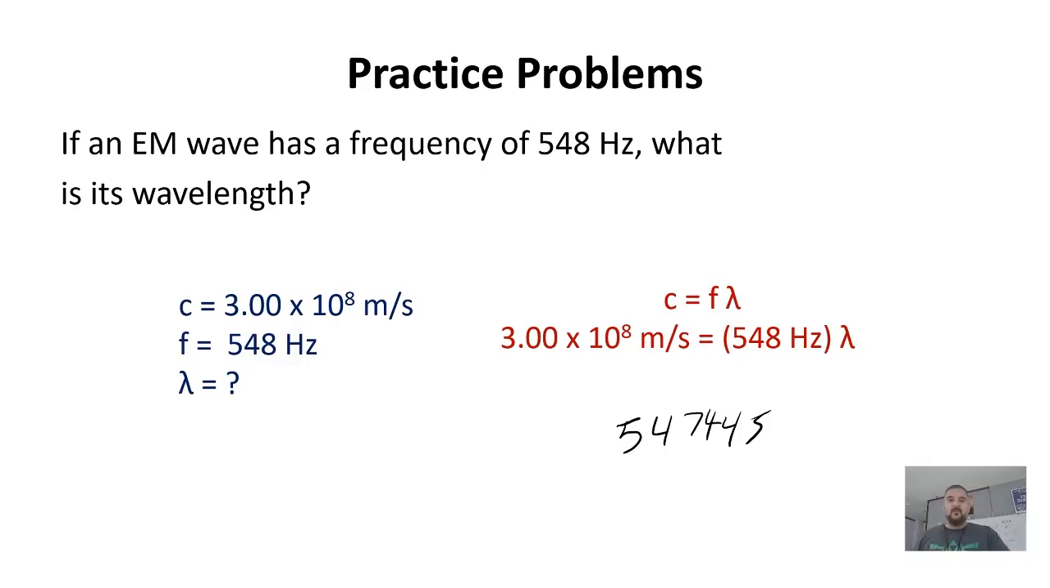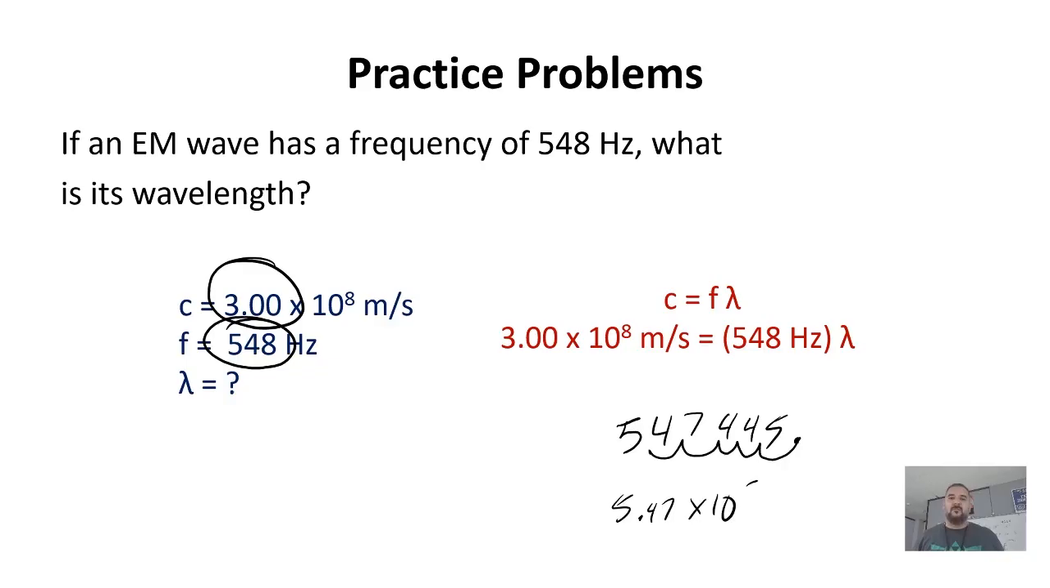That's good. So to get the actual correct answer, we need to convert this to scientific notation, and we need to have the correct number of sig figs. So how many sig figs do we have here? How many do we have here? How many should our answer have? It should have 3. So we're going to put in our decimal, convert to scientific notation, 1, 2, 3, 4, 5. This gives us 5.47 times 10 to the power of what? And there's our answer right there.